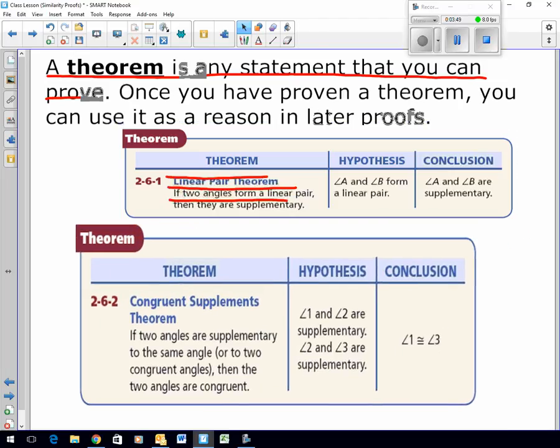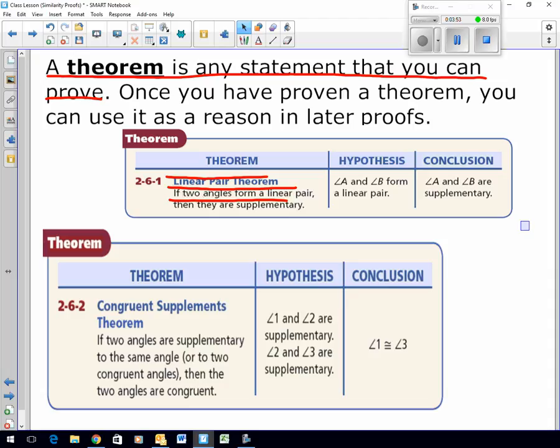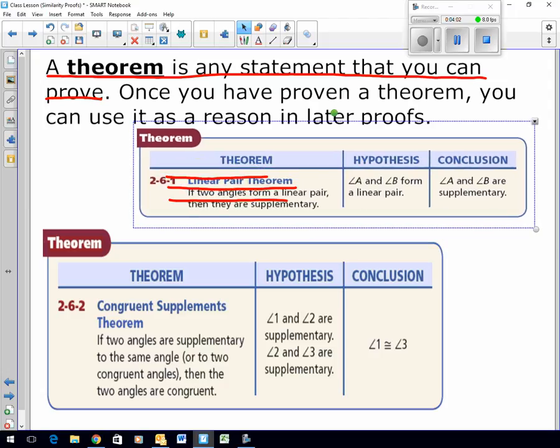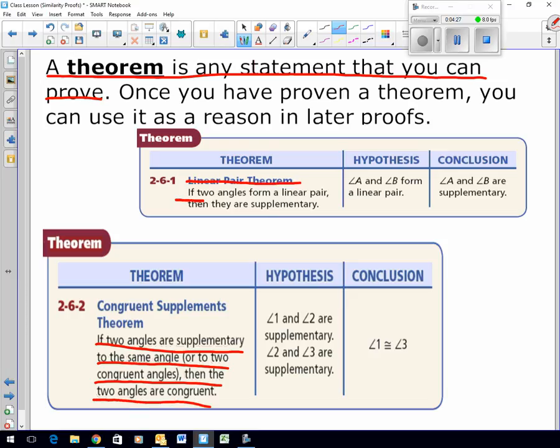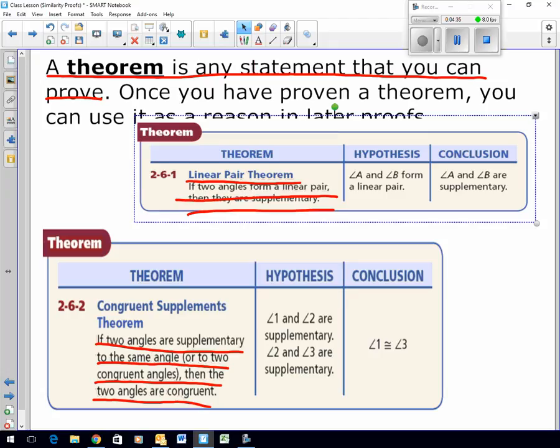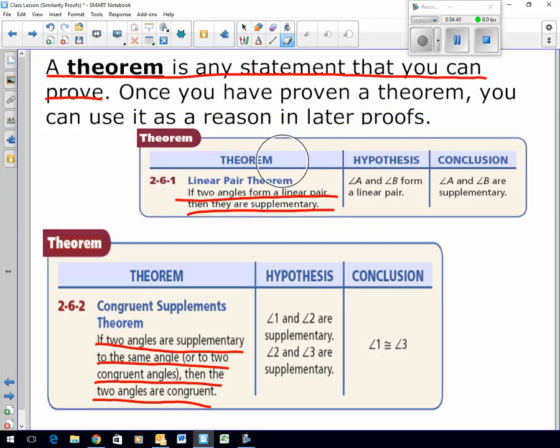For those of you in the back that can't see it, let me help you out. Also, right now, what we call the congruent supplements theorem. According to that theorem, if two angles are supplementary to the same angle, or to two congruent angles, then the two angles are congruent. So make sure, based on this slide, you've got your definition of theorem, your definition of linear pair theorem, and your definition of congruent supplements. What's a linear pair? What word is embedded in linear pair?